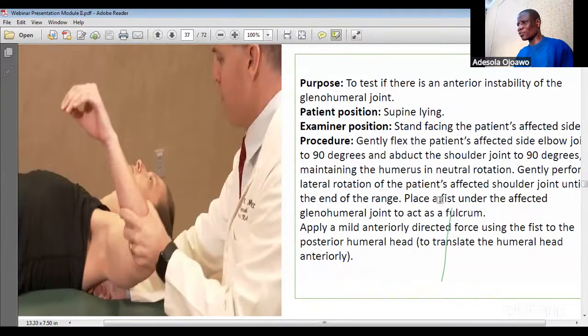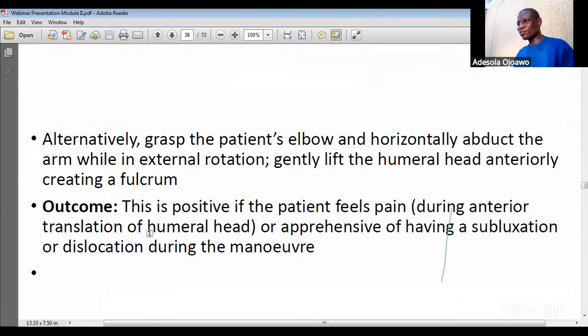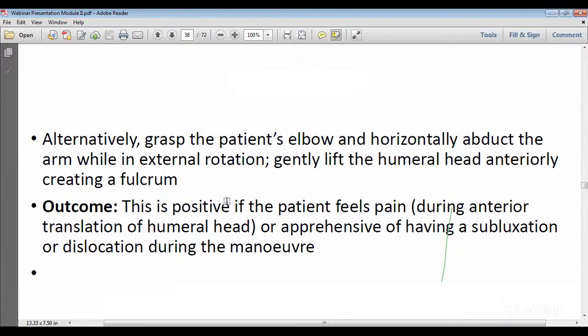Literature is there for us to consult as we are moving on. The outcome is positive if the patient feels pain during anterior translation of the humeral head, or is apprehensive of having a subluxation or dislocation during the maneuver. If somebody has weakness of the shoulder joint resulting from hemiplegia, you know that you cannot do it.